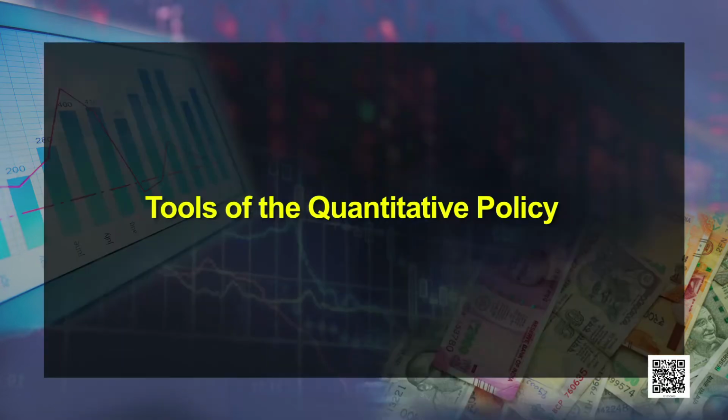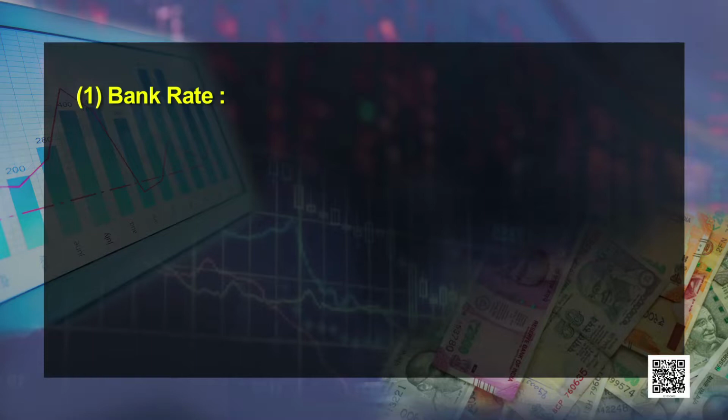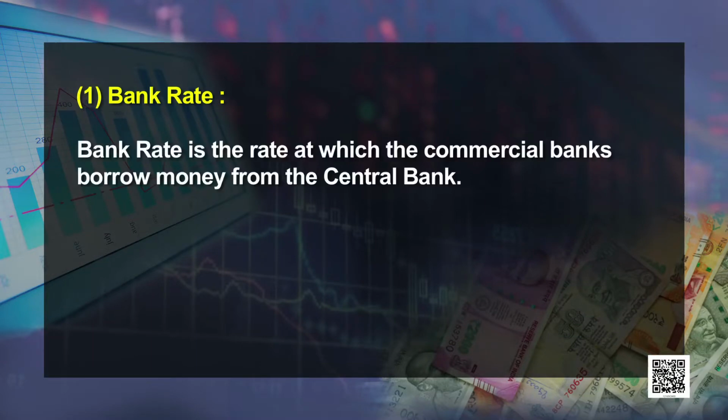When we study the tools of quantitative policy, the first tool that comes to mind is bank rate. Now what is bank rate? Bank rate is the rate at which commercial banks like State Bank of India and Punjab National Bank borrow from the central bank. Just as we borrow from commercial banks, commercial banks are also forced to borrow money from the central bank because sometimes they are short of resources. They pay the bank rate. Similarly, when we borrow from commercial banks, we pay them an interest rate.